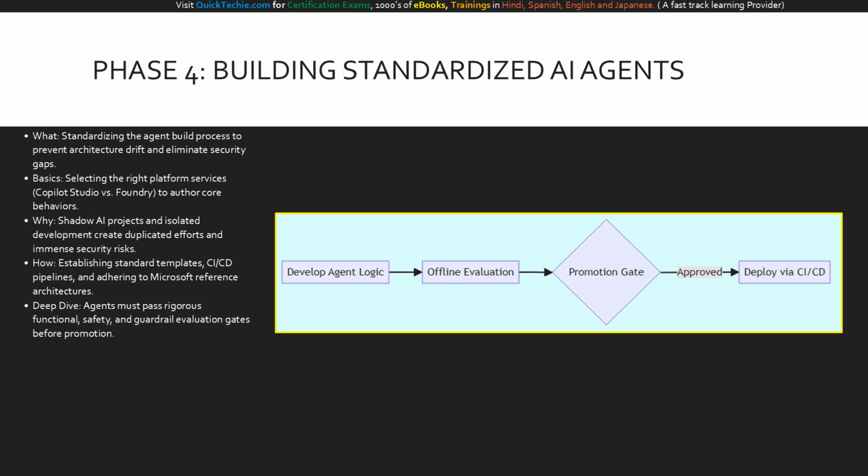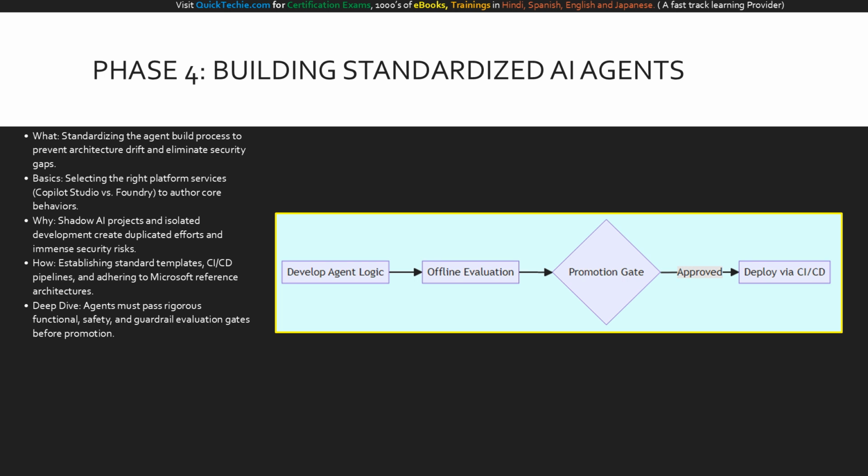With our governance enforced, we transition to the build phase. Here, the agent lifecycle takes center stage, supported by the foundational readiness of Azure. What is the main goal? To standardize the process of building agents consistently across all development teams.